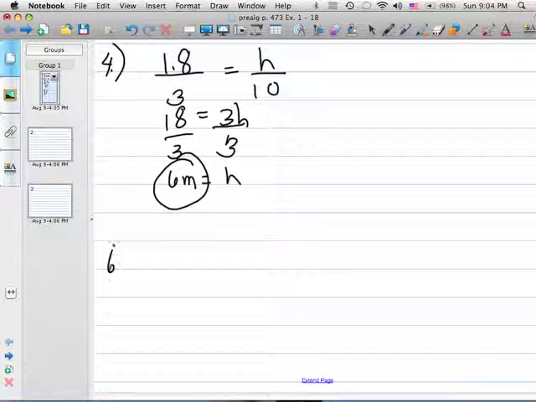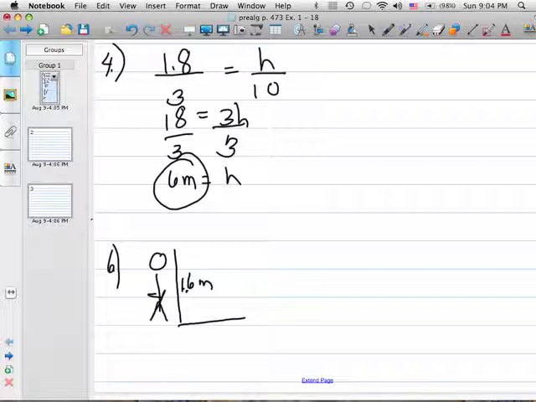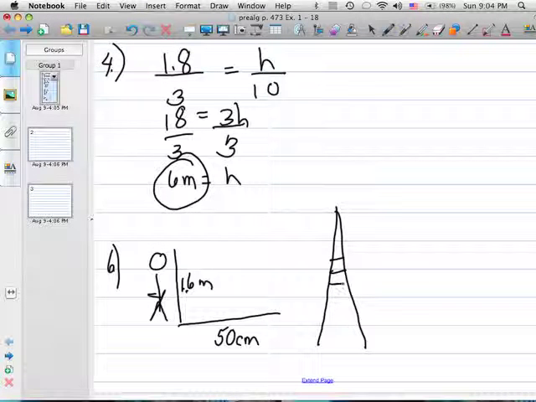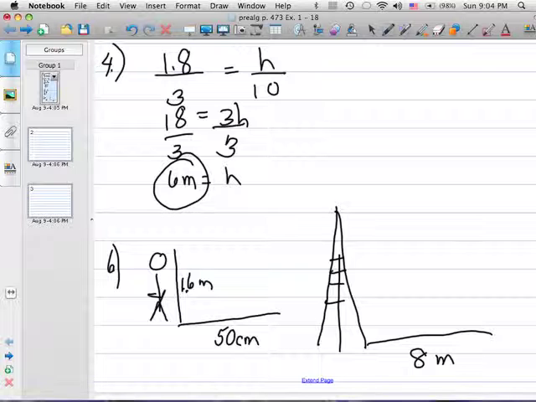Problem number 6. A man who is 1.6 meters tall casts a shadow that's 50 centimeters long. At the same time, a nearby television tower, it's a weird tower. Anyway, our tower casts a shadow that's 8 meters long. And we want to know how tall the tower is.